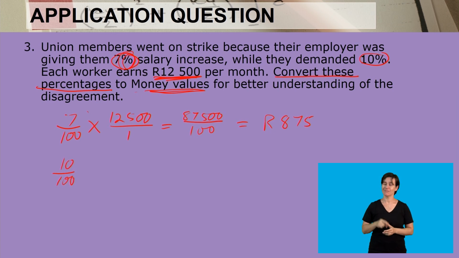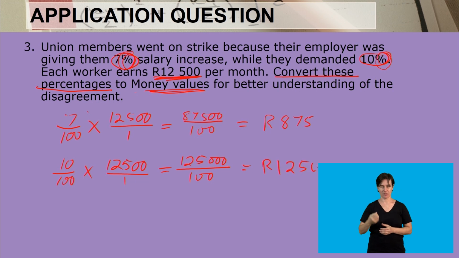Again, because of the percentage sign, 10 divided by 100, multiplied by the same amount that each worker gets, which is 12,500 divided by 1. 10 multiplied by 12,500 will give us 125,000 divided by 100. Let's do that. 125,000 divided by 100 then becomes 1,250. So that is the monetary value.